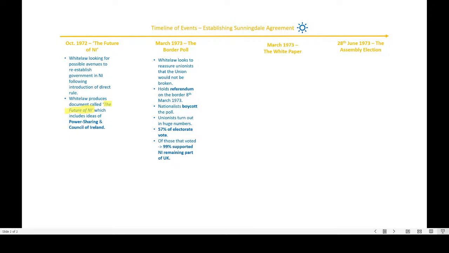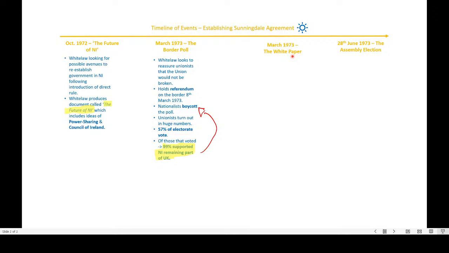57% of the electorate vote. Of all of those that voted, 99% supported Northern Ireland remaining in the UK. Obviously, what's important to understand there was that Nationalists boycotted the vote, so they weren't fairly or even represented at all in this border poll. However, that percentage, 99%, shows the strength and the unity within the Unionist community as they look to uphold the union between Northern Ireland and Britain.